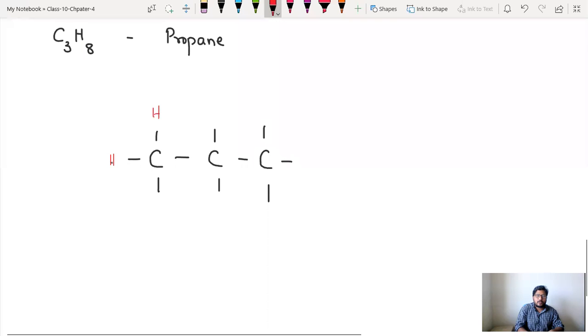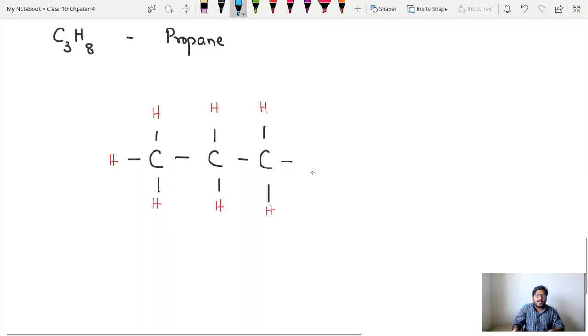1, 2, 3, 4, 5, 6, 7, 8. 8 hydrogens we have drawn. Now this is the accurate hydrocarbon compound, and the name of this hydrocarbon compound is propane. Now what extra concept have we learned today? We can remove hydrogen. After removing hydrogen, what can you add? You can add one functional group.